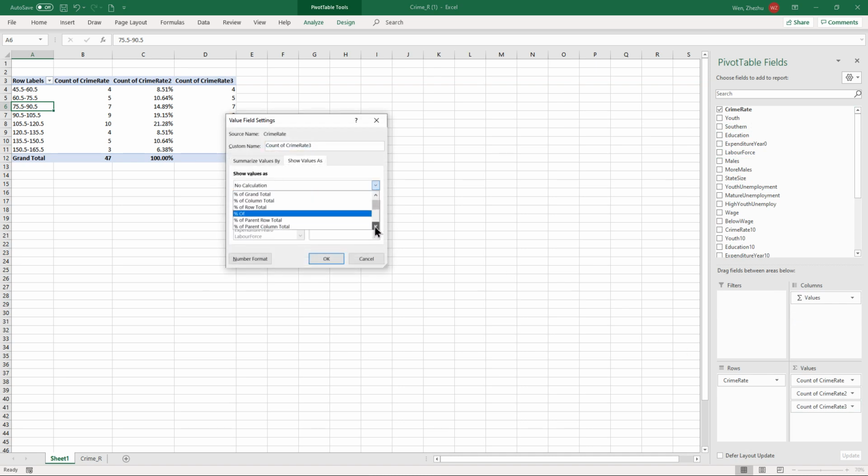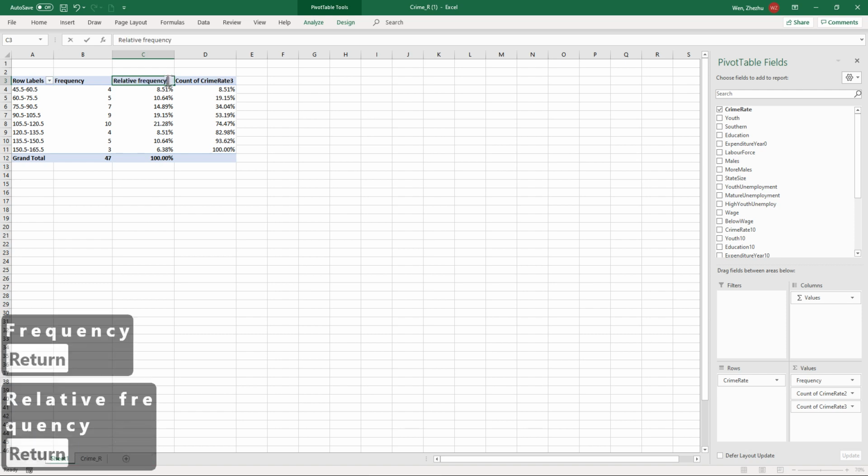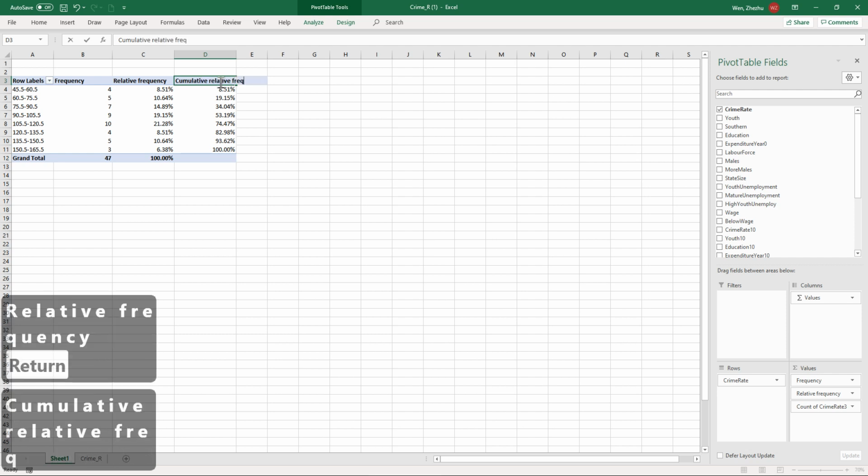So here you would choose the percentage running total in crime rate. Okay, this is another name for the cumulative relative frequency, the running total. So as you can see, this is the running total you're seeing. I think the running total is kind of more descriptive. So we have 3 things ready here. This is frequency. This is relative frequency. And this is going to be cumulative relative frequency.